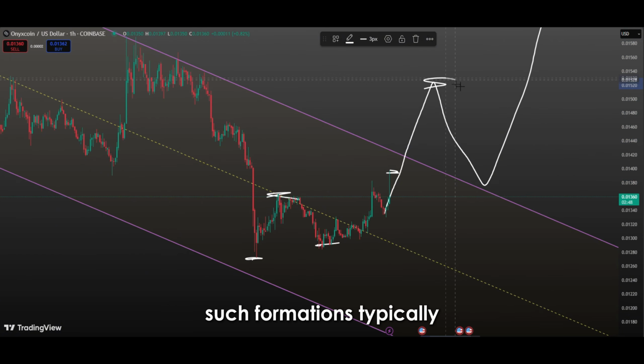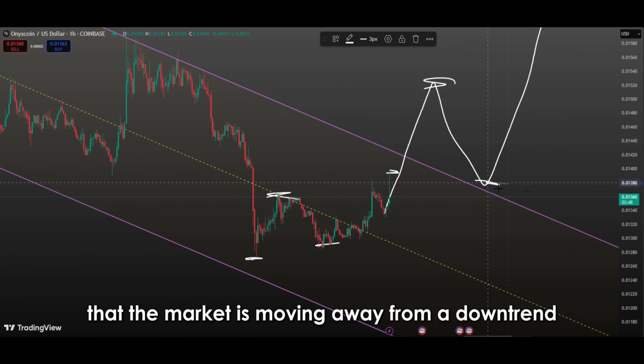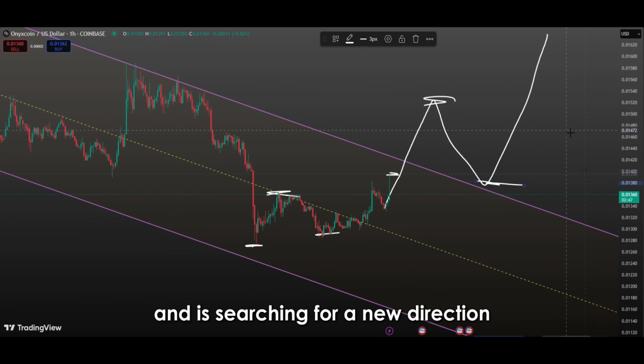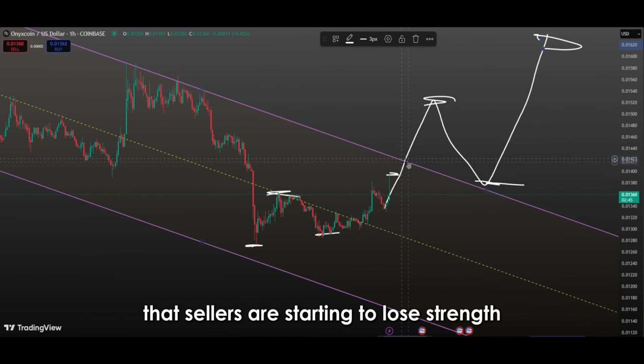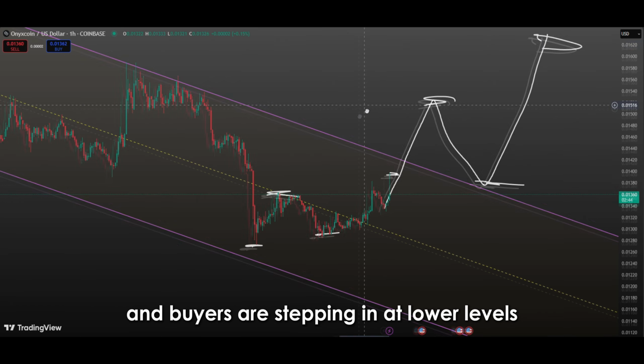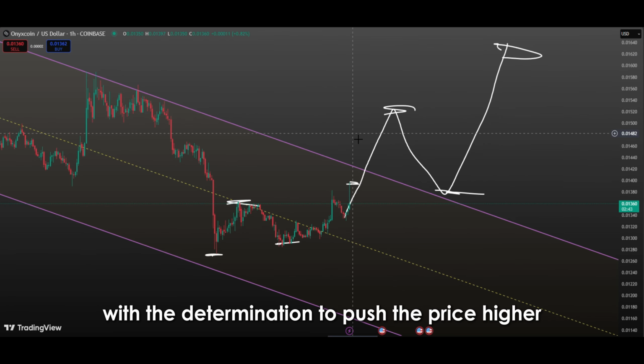Such formations typically suggest that the market is moving away from a downtrend and is searching for a new direction. The fact that the price first formed a higher low shows that sellers are starting to lose strength and buyers are stepping in at lower levels with the determination to push the price higher.